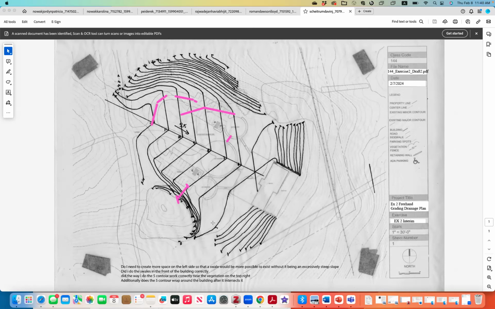The 5 contour works correctly near the vegetation on the top right, because you kept the 5 under the tree. Additionally, does the 5 contour wrap around the building after it intersected? Yes, your 5 works, but I don't recommend you have a 5 there, because it's the same situation. I am pretty high over here, right?